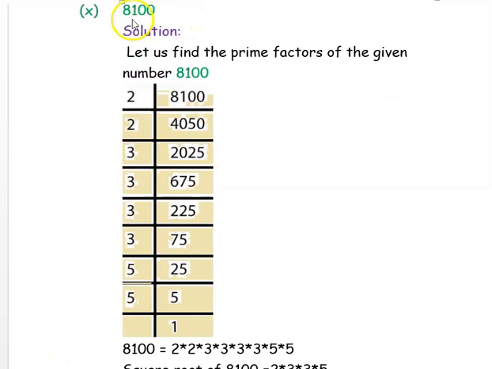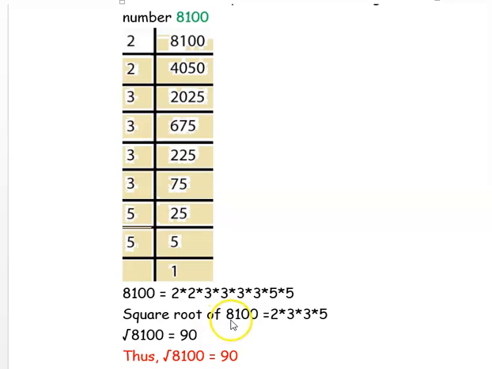The next number given is 8100. To find the prime factors, I get the list 2 into 2, that is 2 is paired once, and then 3 is 1, 2, 3, 4 times 3, so paired twice, and then 5 will have 1 pair. To find the square root of 8100, I am writing 2 one time. Because I have four 3s, that is 2 pairs, I am writing it 2 times. And 5 I have 1 pair, so I am writing it once. So 2 into 3 into 3 into 5. So the square root of 8100 is 90.